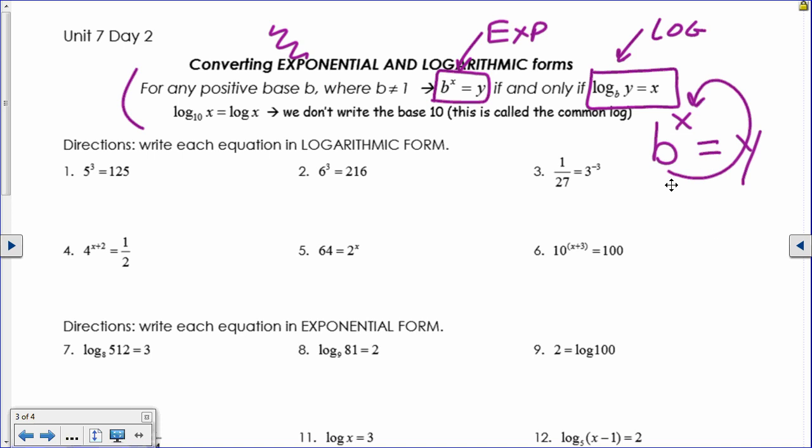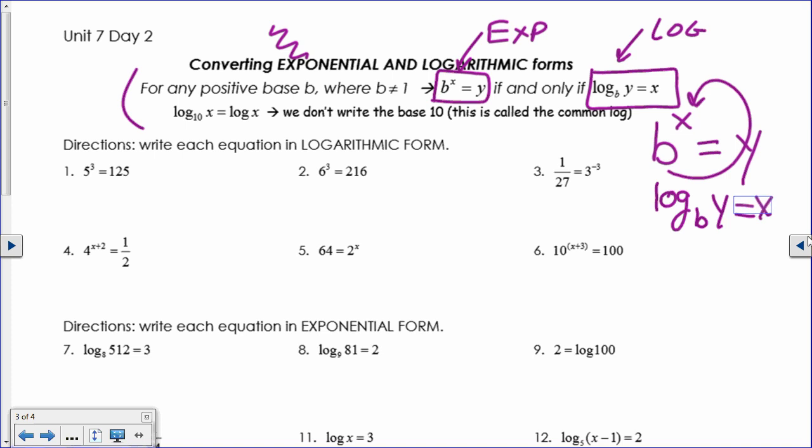Watch. When you have the exponential, you start at the base, loop towards the equal sign, and end at the exponent. The first thing I have is b, so it's going to be log base b. The next thing I hit is y, so log base b of y equals, and what's the last thing I hit? x.